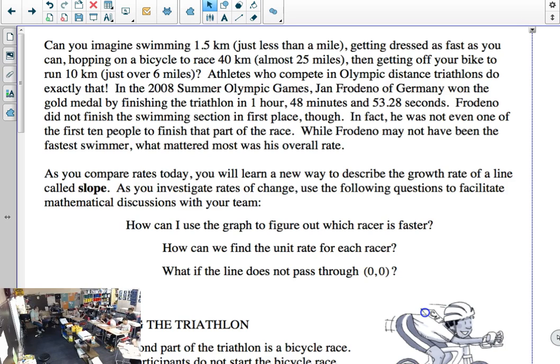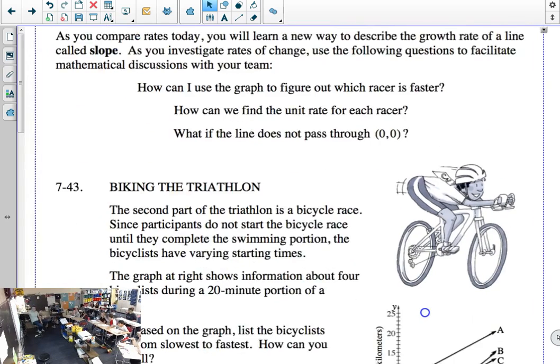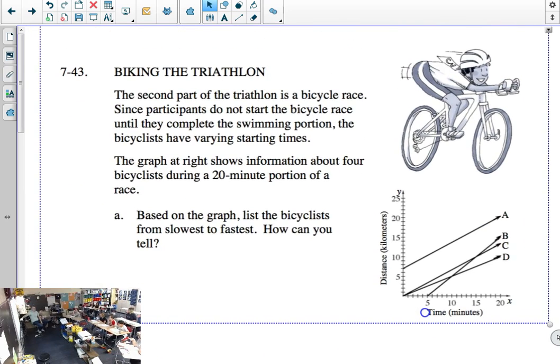Alright, so here's what's up. We want to use this graph that I just gave you to determine the unit rate.